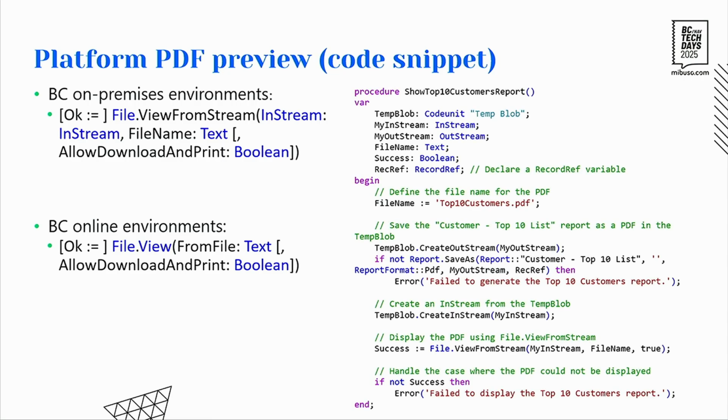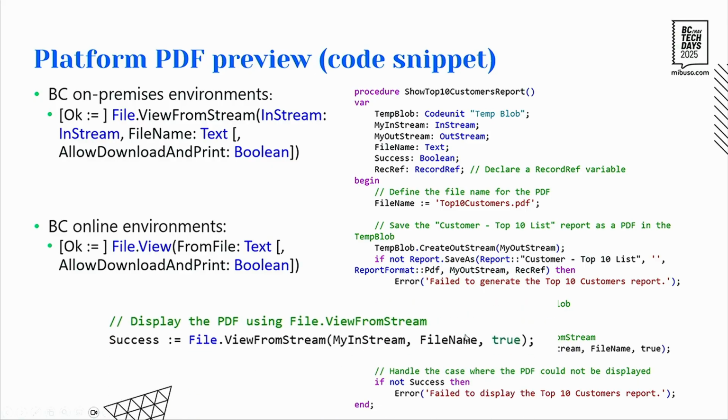And I have a snippet on the right that shows shortly how you can view a PDF of your top 10 customers report. And all you need to do essentially is just create an outstream, save a report from your customers' top 10 list into the PDF format, into your outstream, and then just create the in-stream, view the file from the stream using this new procedure that we mentioned. What's important here is just that one line where you call this file view from stream.